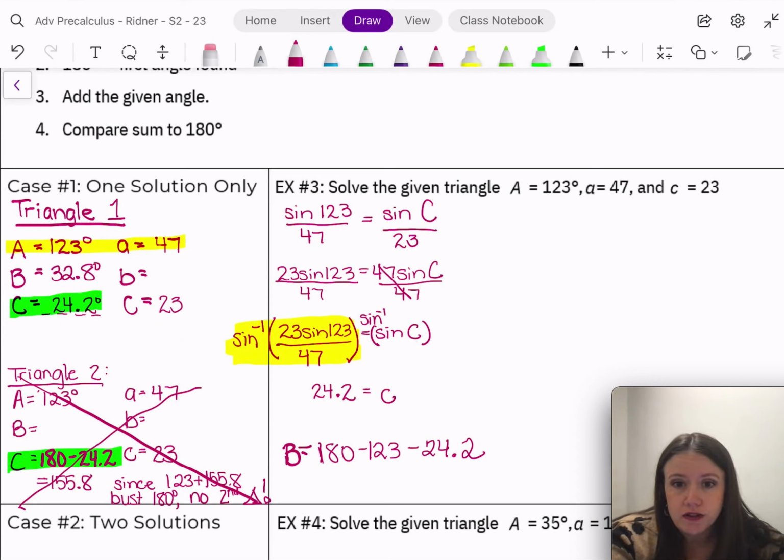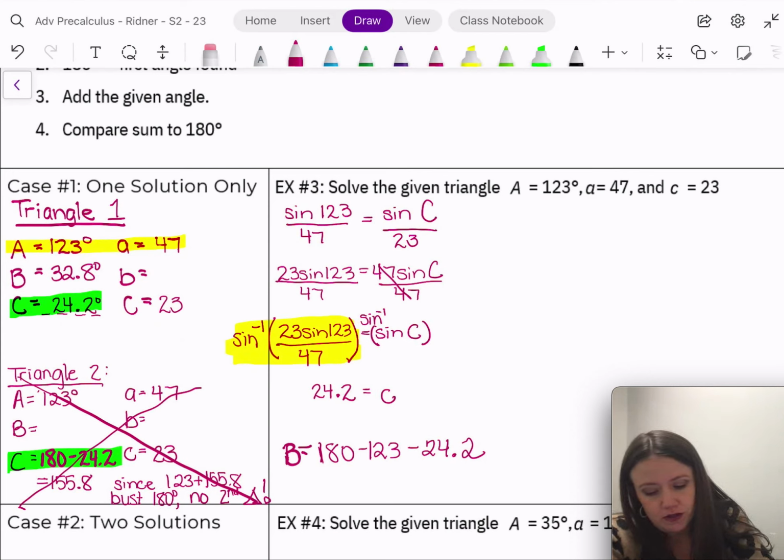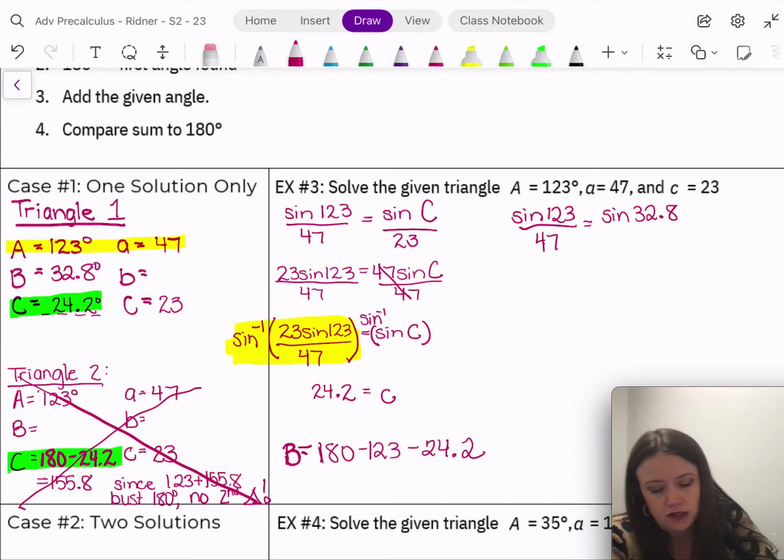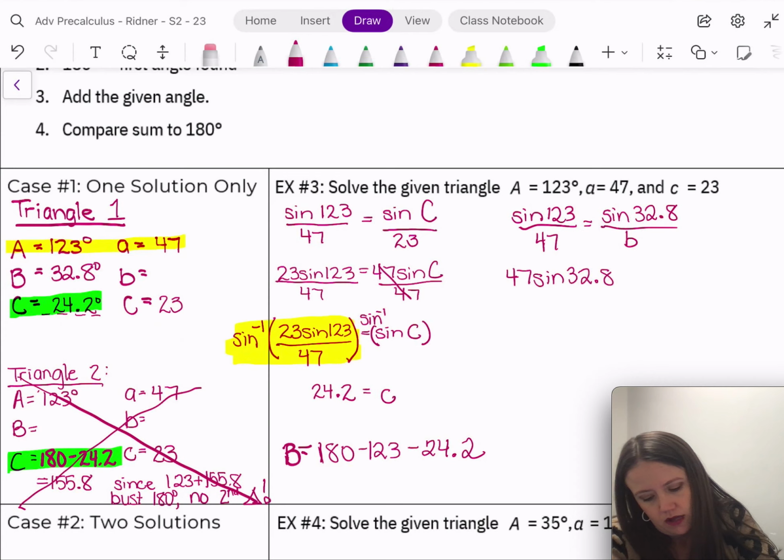And lastly, I need to solve for a side, but I did that a lot in the last section, so you should be able to do that fairly quickly. So sine of 123 over 47. Notice I like to always use my given for law of sines. Is going to be equal to sine of 32.8 over little b, cross multiply, and divide.